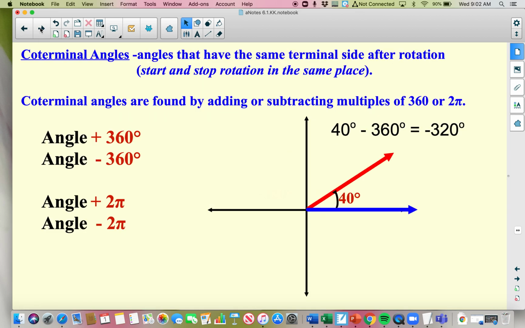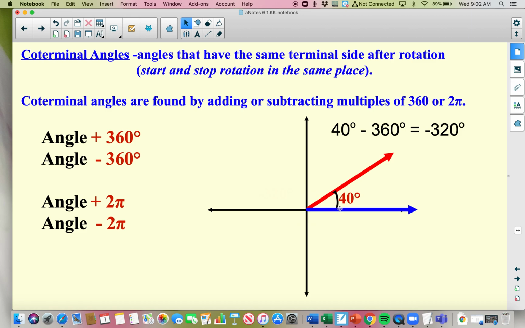Okay, coterminal angles are exactly what the word says. So co means they are the same. Terminal is the ending side. So the definition of a coterminal angle is an angle that has the same terminal side after rotation. So they start and stop in the same place. So for example, if this is 40 degrees right here, if I go all the way around 360 plus another 40, which would be 400, I would be right back at this red terminal side. So that means 40 degrees and 400 degrees are coterminal.